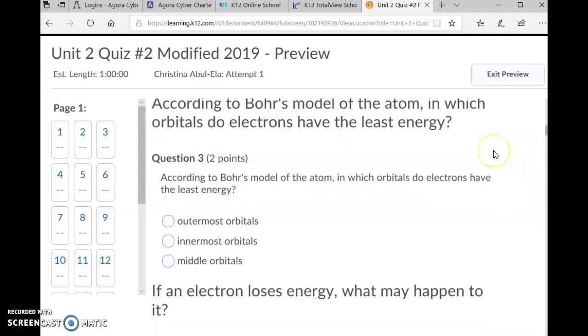Question 3. According to Bohr's model of the atom, in which orbitals do electrons have the least energy? Outermost orbitals, innermost orbitals, middle orbitals.